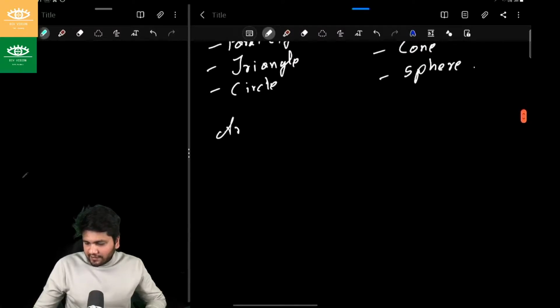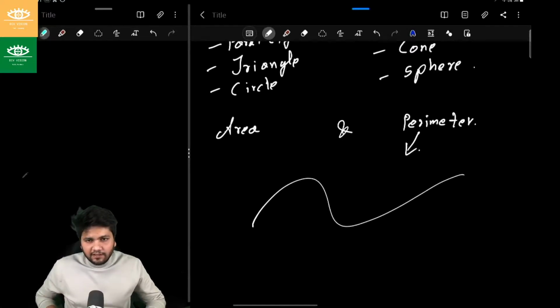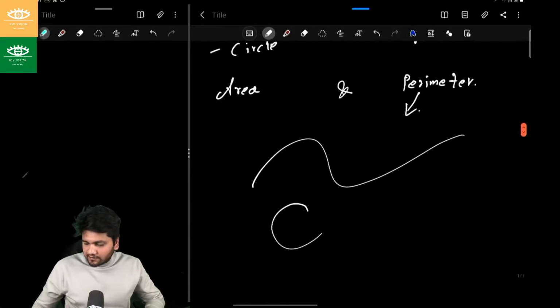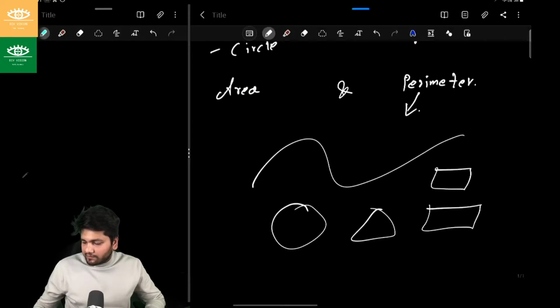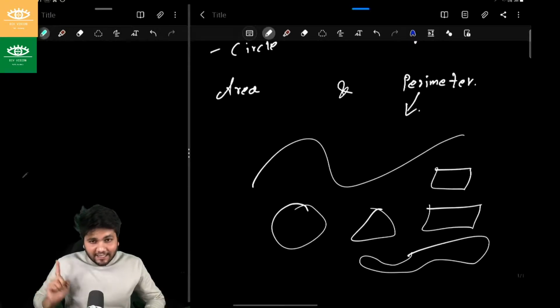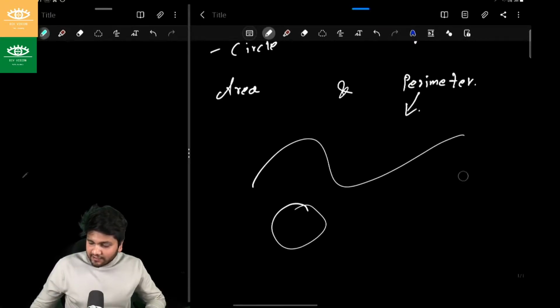Area and perimeter are only for 2D shapes. Now if I talk about perimeter, suppose I have a thread. I can make various shapes out of this thread. It could be a circle, a triangle, a rectangle, a square, or maybe something random like this shape. The thing is, the length of the thread will always remain the same, and that length is basically the perimeter. So the length is basically perimeter.